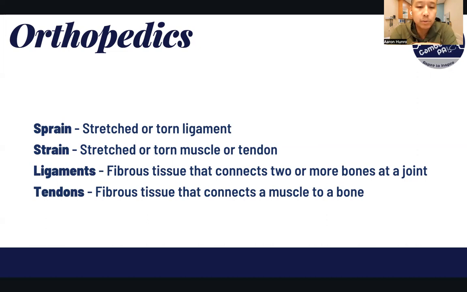Okay, so the difference between the two: ligaments are fibrous tissues that connect 2 or more bones at a joint, right? So our ACL, our anterior cruciate ligament, connects our femur as well as our tibia. Tendons, on the other hand, are the fibrous tissues that connect the muscle to the bone itself, which we're going to talk about right now with regard to the rotator cuff tendons and rotator cuff muscles. So, you can strain a tendon, you can strain a muscle. Sprains, they're ligaments that you sprain. All right.